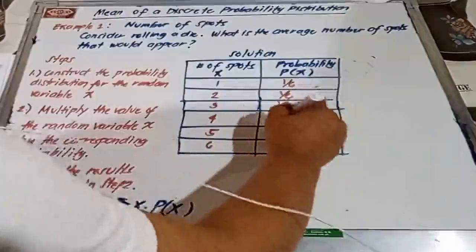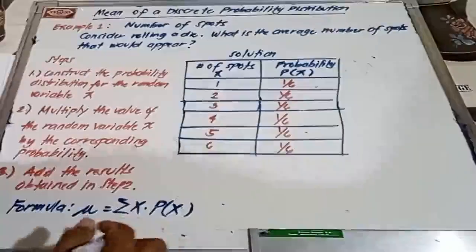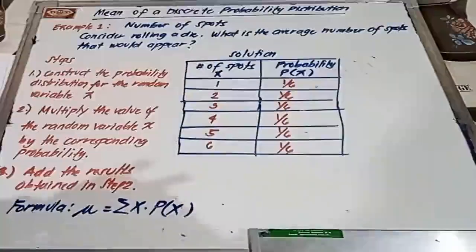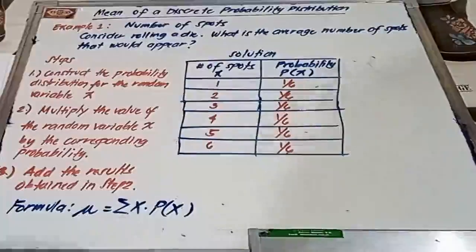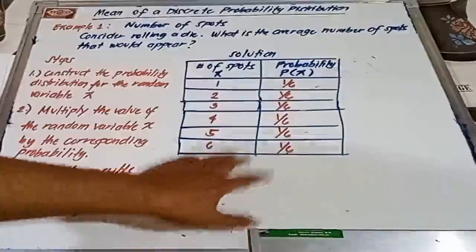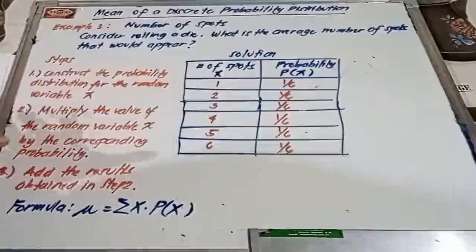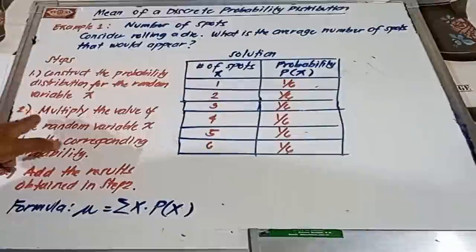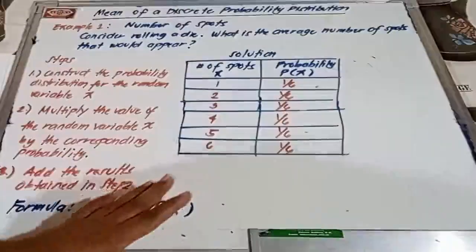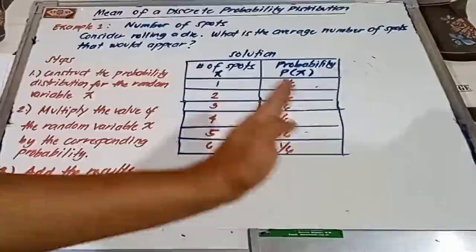Ito ganun din. Ganun din, ito ganun din, at ito ganun din. Now, if we're going to add all the probability values, it should be equal to 1. 1 over 6 times 6, so we have 1. Okay? Now that we have constructed the probability distribution of the random variable x representing the number of spots, the next step is we're going to multiply the value of the random variable x by the corresponding probability, meaning this column times this column.